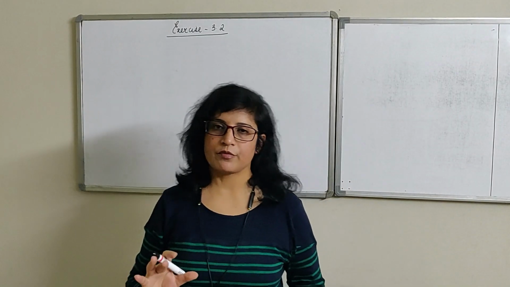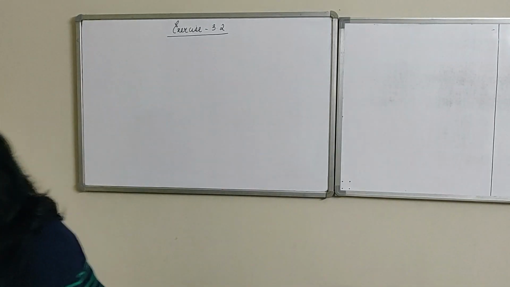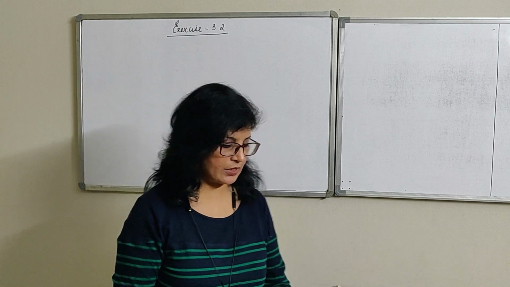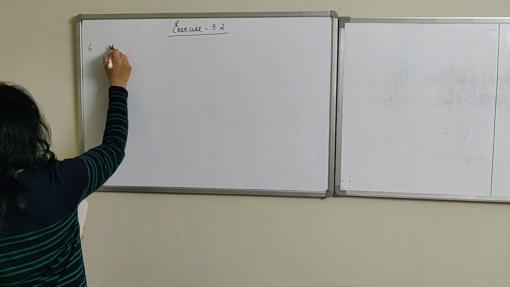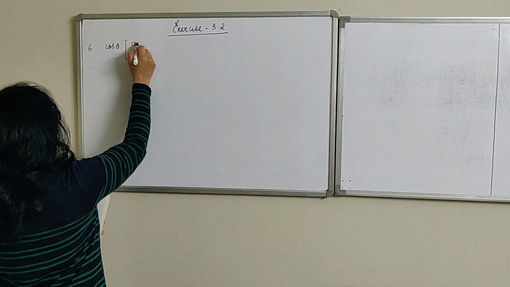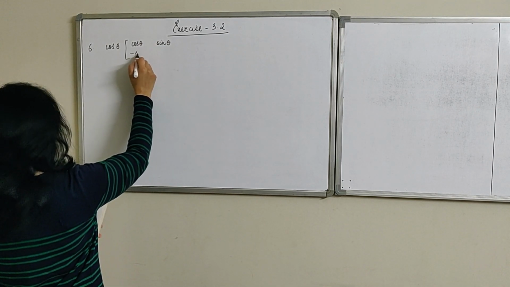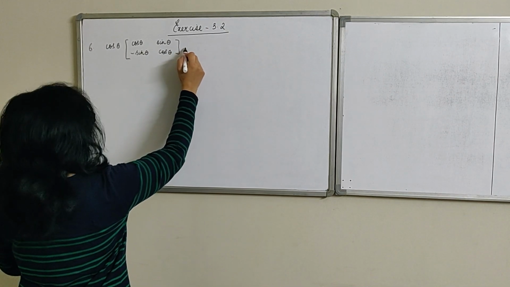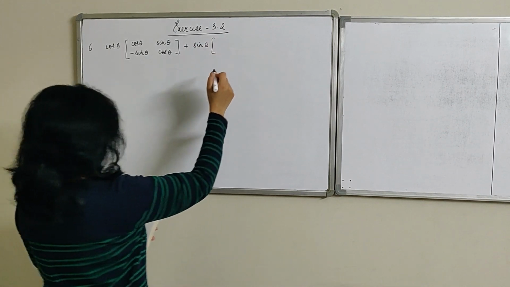This exercise has some very easy questions, so I'll pick up the different kinds of questions. I'm going to start here with question number 6. Question 6 is to simplify cos theta multiplied by this matrix, added to sin theta into this matrix.